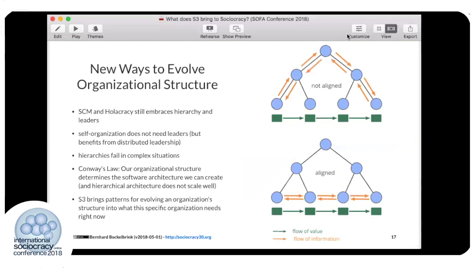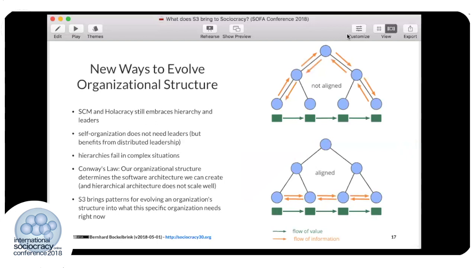If you look at this illustration here, you can see how in the upper illustration, information has to travel all over the hierarchy. And in the lower one, you can see information traveling along the path where the value flows through the organization. The green boxes represent the value. So it's much more effective to communicate along those paths for some organizations. And this is in conflict to a hierarchy.